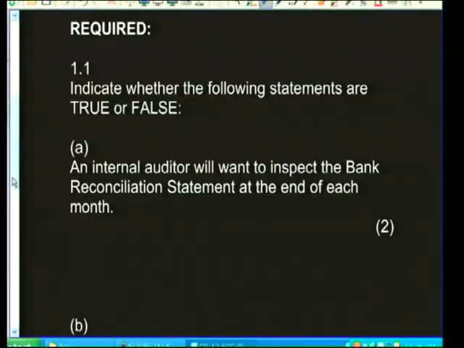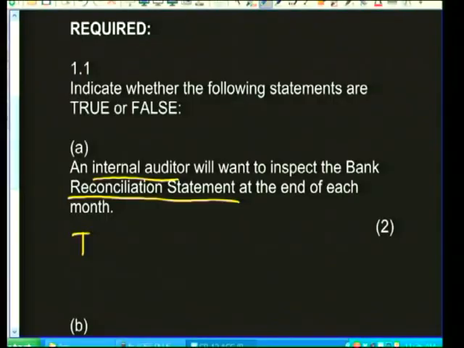What's the question? An internal auditor will want to inspect the bank reconciliation statement at the end of each month. What do you think? Definitely, your answer here is true. Okay? But I'm not going to leave you at the answer. I'm going to explain this to you.